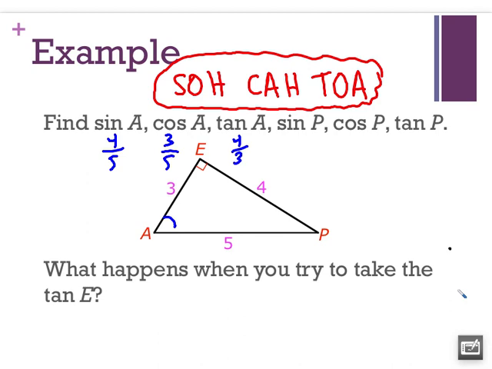Okay, let's stop for a second. Does everybody see where we're getting those numbers? If I look at angle A only, the side opposite it would be the 4, the side adjacent is the 3, and the hypotenuse is always the 5. Okay? Different angle. By the way, what's the relationship between angles A and P?